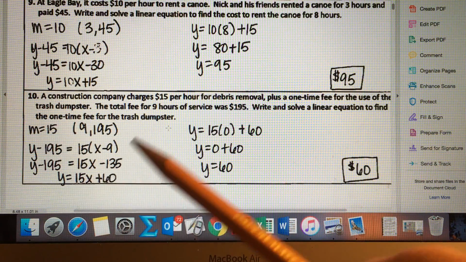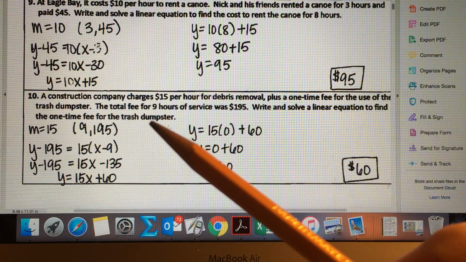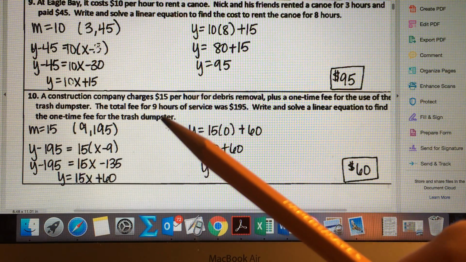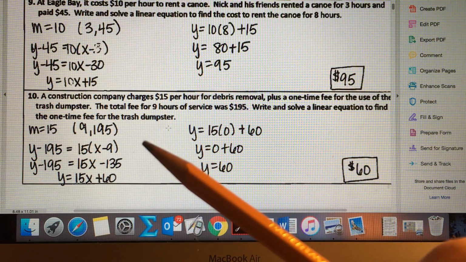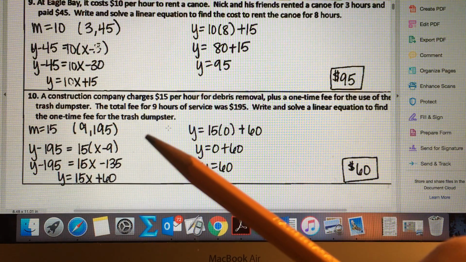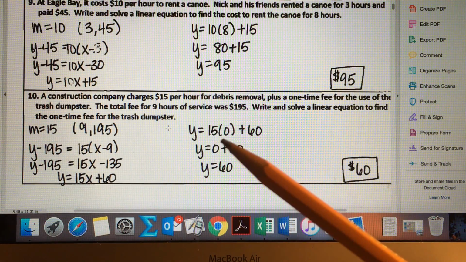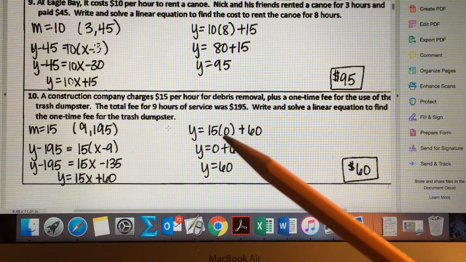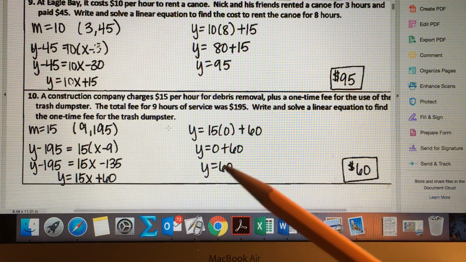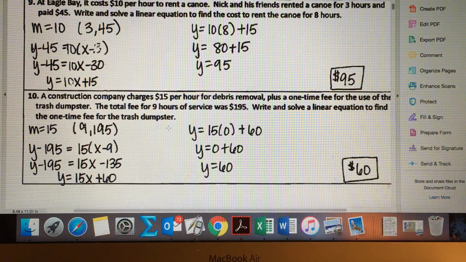That's our model. So if they ask us to find the one-time trash fee, basically that's another way of asking, how much would it cost if we actually did 0 hours of service, if we just paid the fee? So we plug in 0 for x, so that means 0 hours, and then we solve for what y would be. So it ends up being $60 right there.